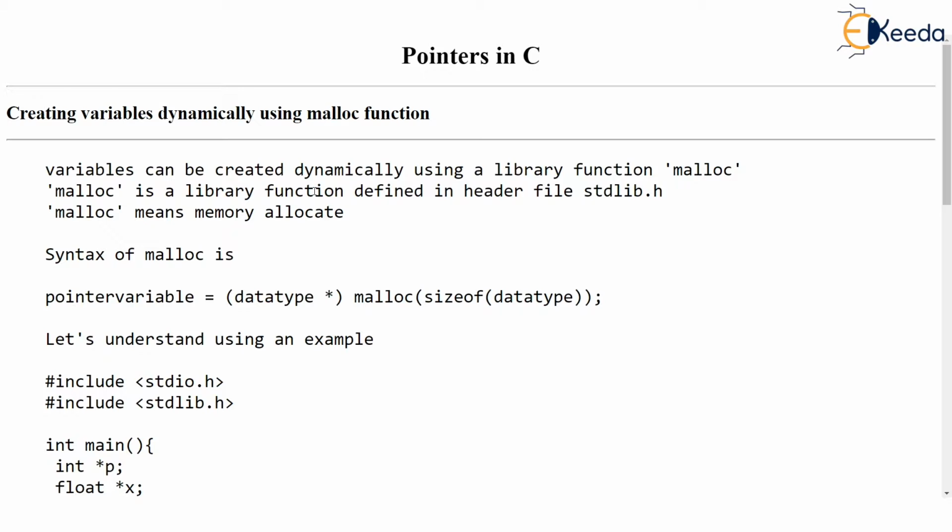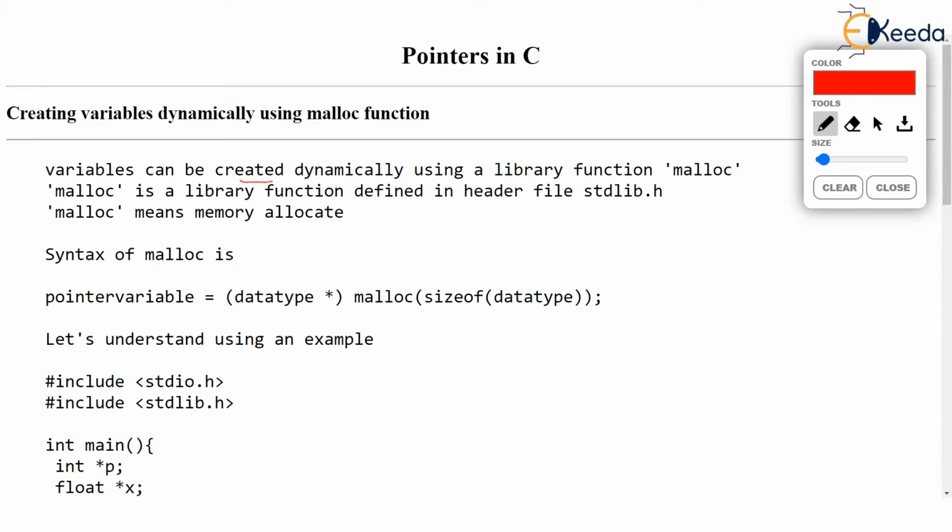In the definition of malloc, it has been written that variables can be created dynamically using a library function named malloc. Now malloc is a library function defined in stdlib.h, standard library.h. So make sure if you are using the malloc function in your C program, you will have to write #include stdlib.h at the top of the program. By the way, malloc actually stands for memory allocation or memory allocate.